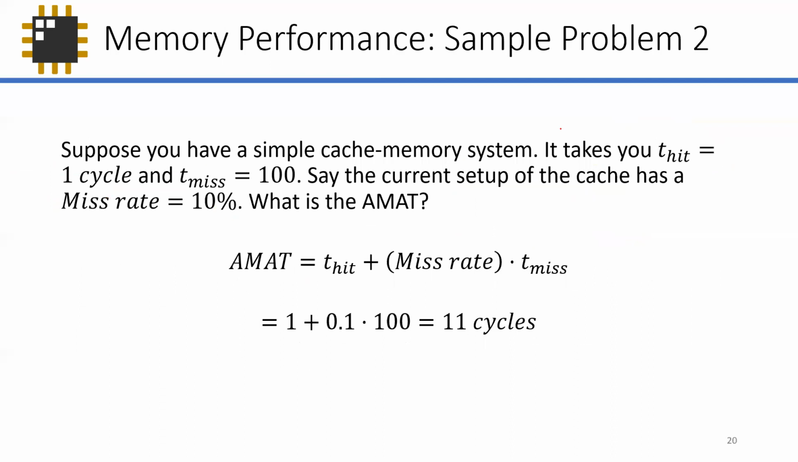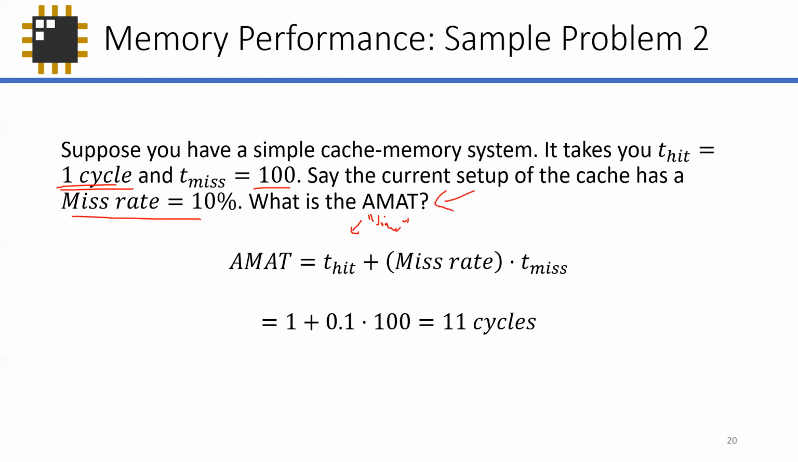Suppose you have a simple cache memory system, and it takes one cycle for a hit and 100 cycles for a miss. This is in cycle time. It can be in seconds, nanoseconds, or cycles; it's just a concept of time. Now say the current setup, the cache has a miss rate of 10%. What is the average memory access time?